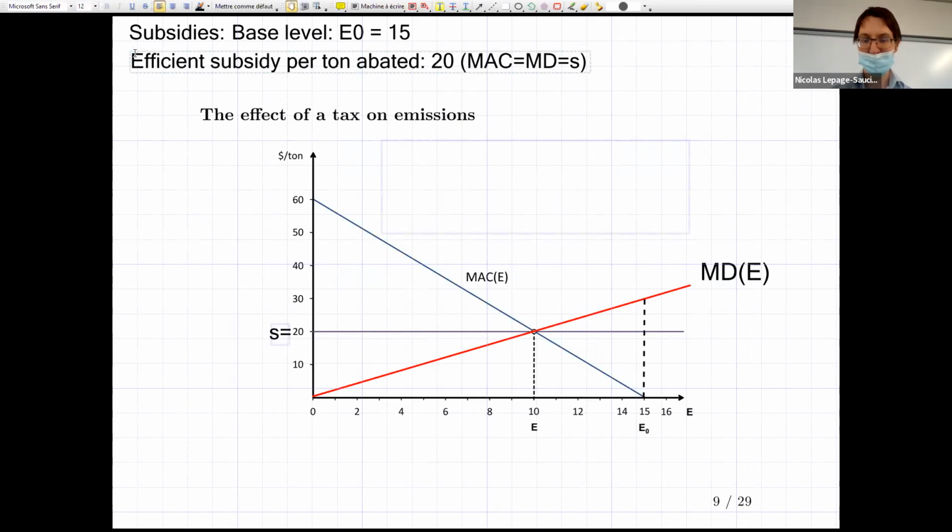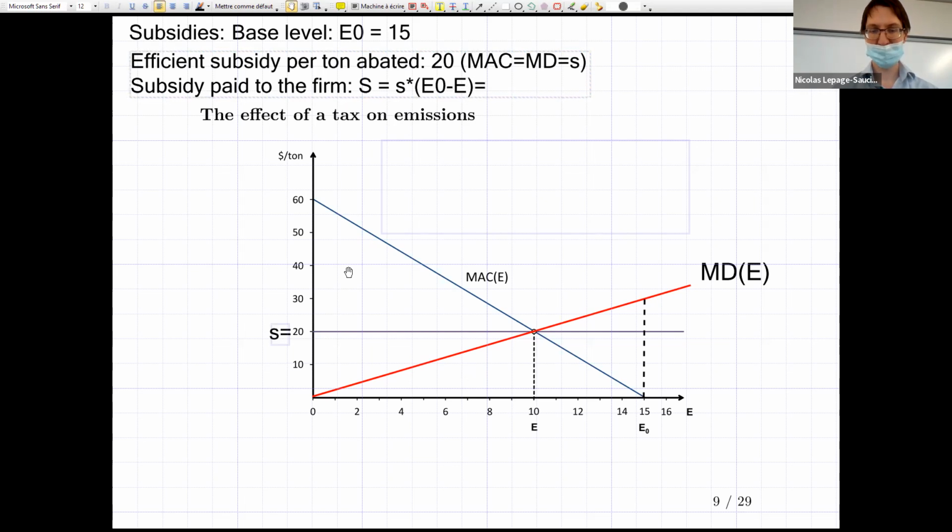And now, how much money is paid to the firm? So how much subsidy? Yes, 200 is always the right answer. All right. No, it's not 200. Sorry. Yeah, it's different now. So capital S is going to be equal to what? Yes, exactly. So it's 15 minus 10, 5 times 20. So it's S times E. So 100. So that's what the firm receives.